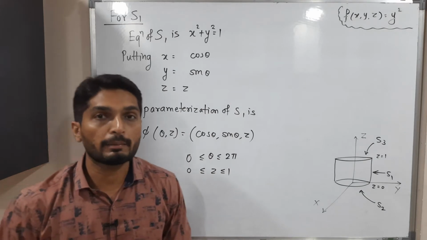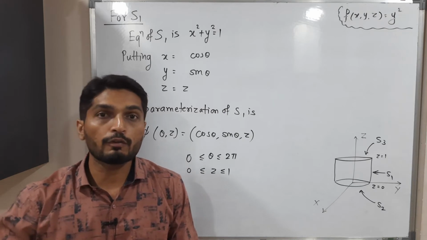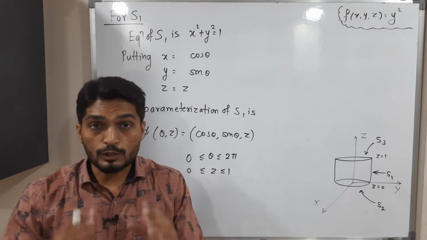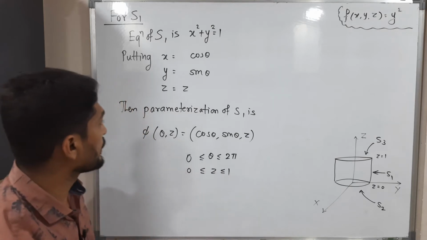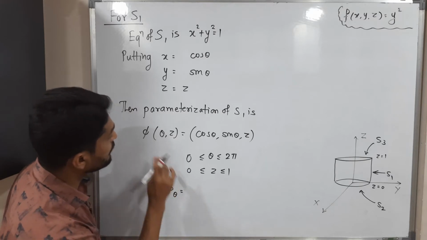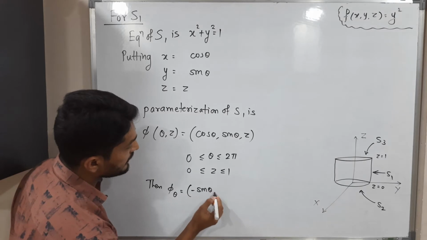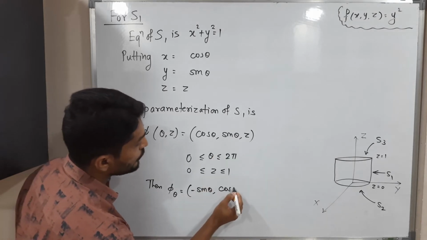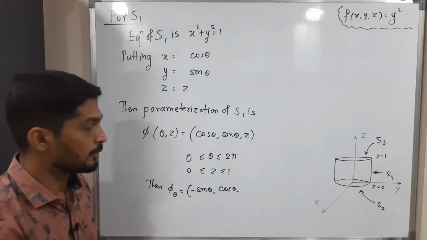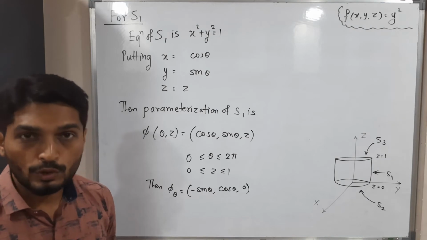After having a parameterization, we should do some basic calculation. We have to find the derivative of phi with respect to theta and with respect to z, their cross product, and their norm. All these things we are going to find now. First, the derivative of phi with respect to theta. The derivative of cos theta is minus sin theta, the derivative of sin theta is cos theta, and the derivative of z with respect to theta is 0, since we are differentiating with respect to theta, so z is constant.